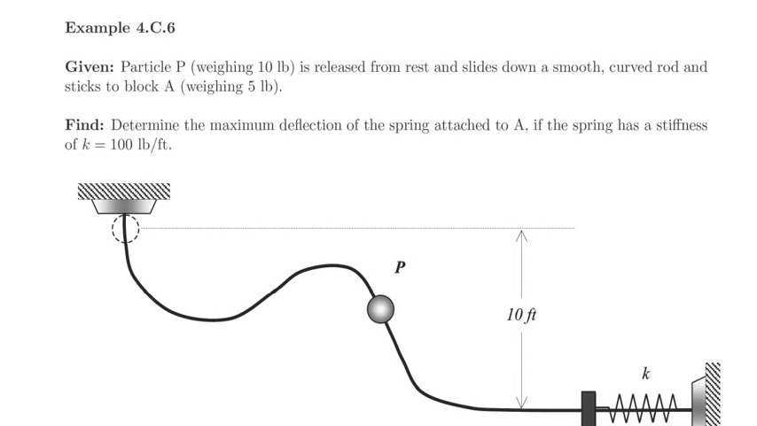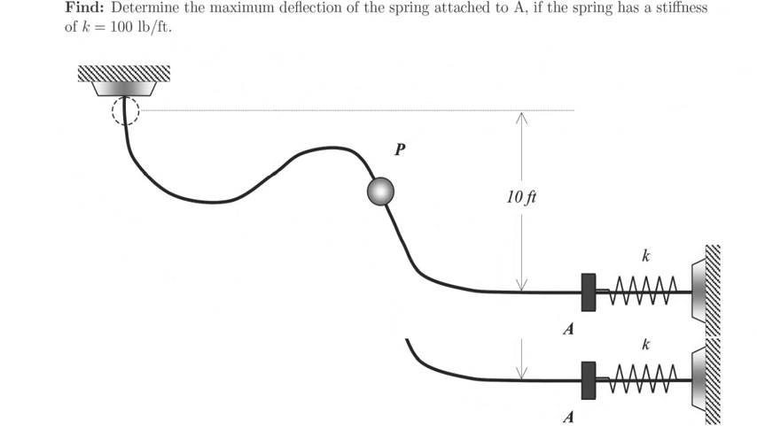Okay, so in this problem we have a particle which weighs 10 pounds and it's released from rest and slides down a smooth curved rod and sticks to block A, which itself has a given weight. Based on this information, we're asked to determine the maximum deflection of the spring attached to A if the spring has a given value of stiffness.